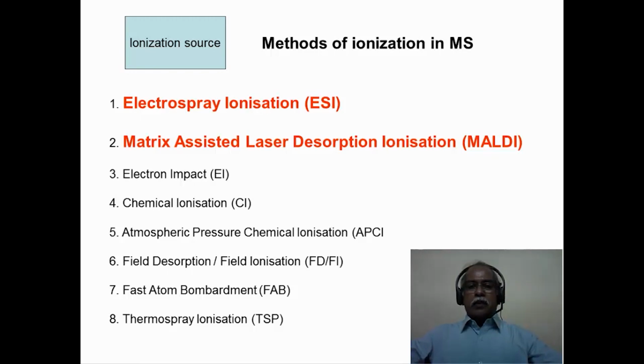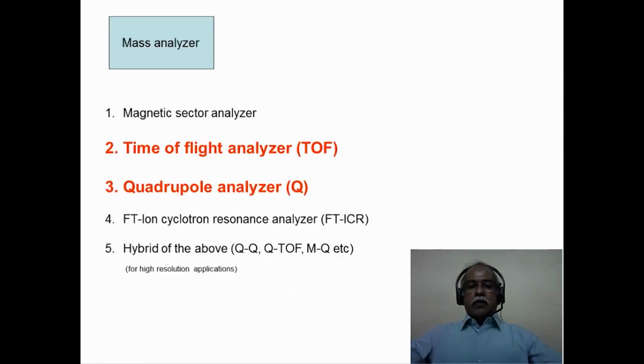So we will consider first the basic principle behind electrospray ionization mass spectrometry in combination with the quadrupole analyzer. Typically, electrospray ionization with a quadrupole analyzer and a time of flight analyzer, what we call the QTOF ESI, is a standard combination. Whereas MALDI TOF is the standard combination, where MALDI is the ionization methodology and the time of flight analyzer is the mass analyzer.